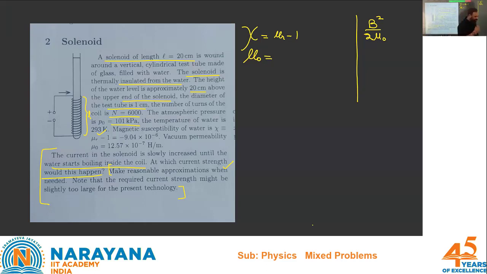And as you fill liquid or water there, that energy converts into B square by 2 mu, and that becomes mu naught mu r term. B square by 2 mu naught mu r, whereas earlier it was B square by 2 mu naught. Something of that sort.